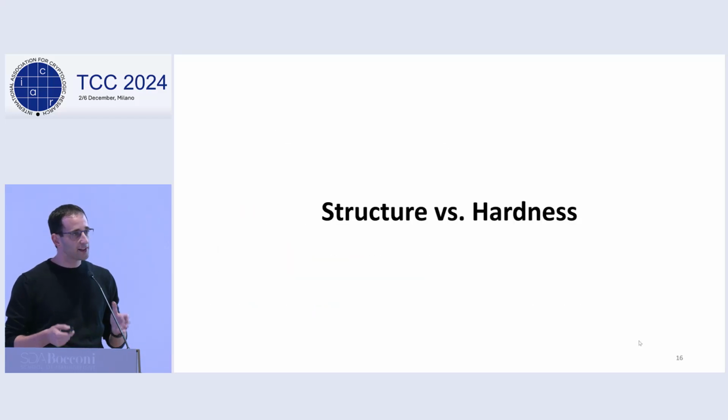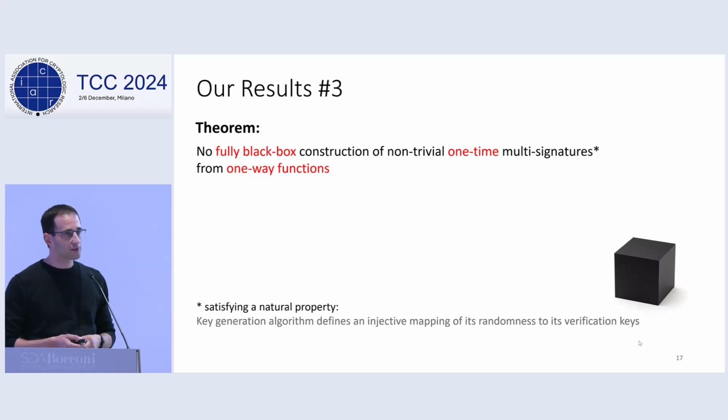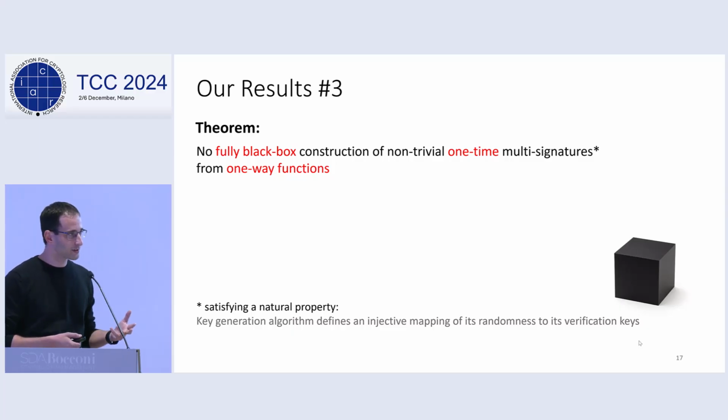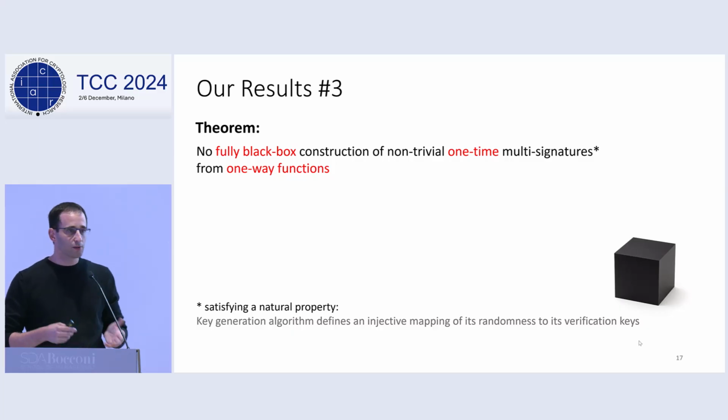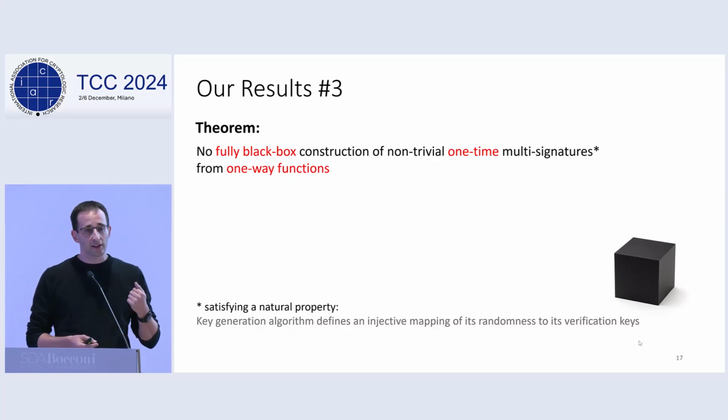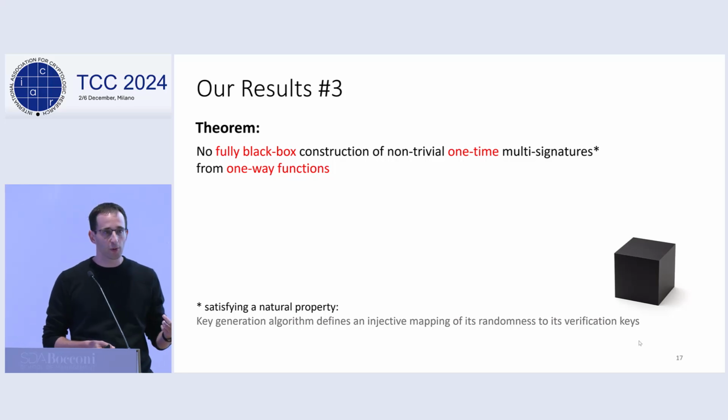Okay. Finally, the last result is kind of a structure versus hardness result. It's a lower bound. We show that there is no fully black box construction of a one-time multi-signature from any one-way function. And this is in stark contrast to standard signatures, where of course we can construct them from one-way function. And this explains why we need a stronger version of a one-way function, namely a homomorphic one-way function.